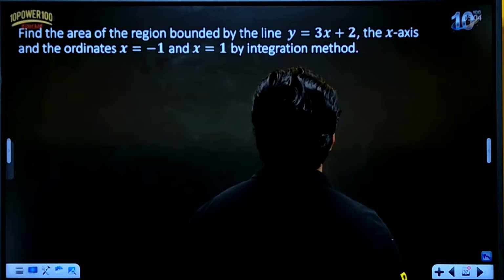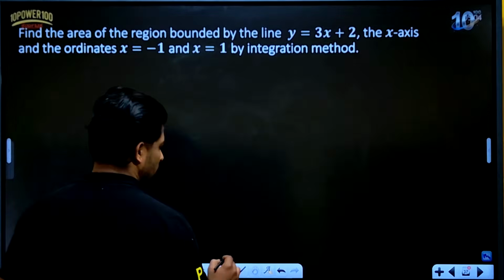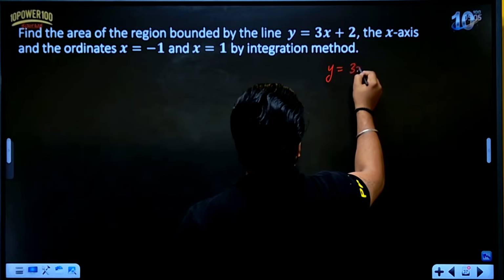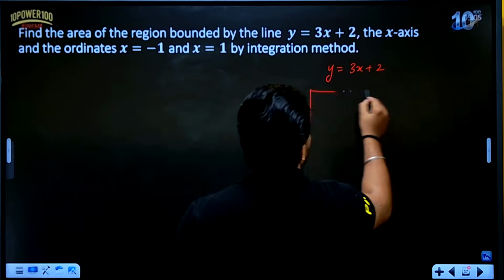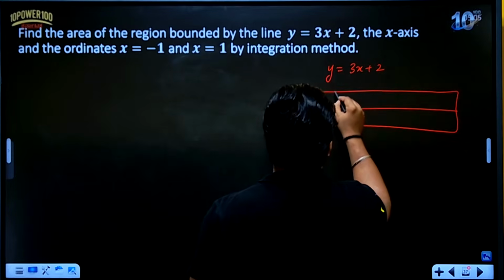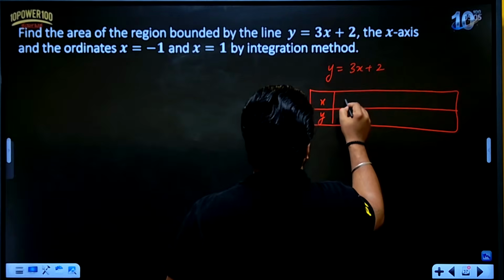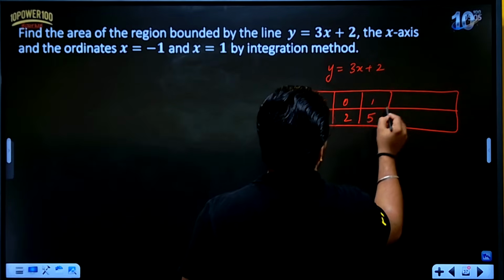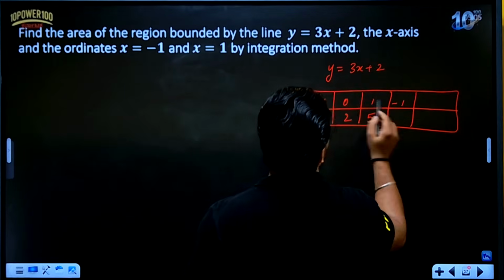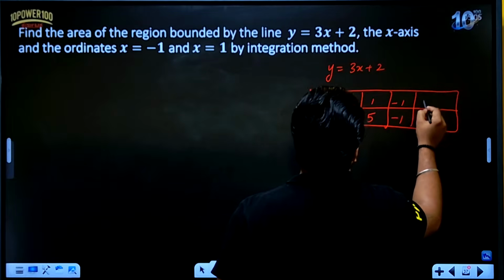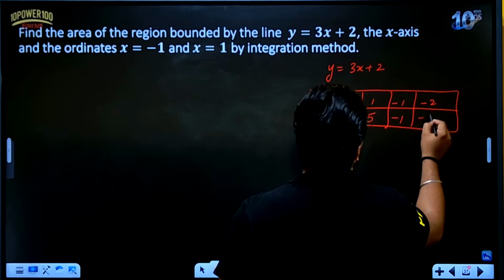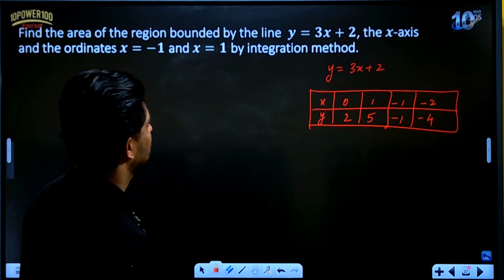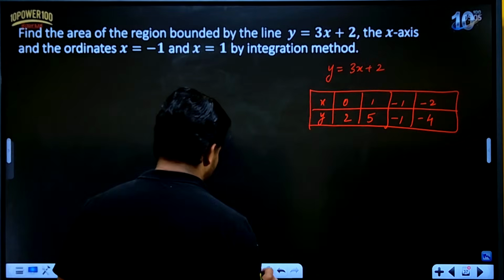Yes, next. So this is one slightly strange question. You need to know a bit about graphs to solve it. So y is equal to 3x plus 2. Let's draw a graph for this. When x is equal to 0, y value is 2. When x is equal to 1, y value is 5. When x is equal to minus 1, y value is minus 1. And when x is minus 2, y is minus 4.